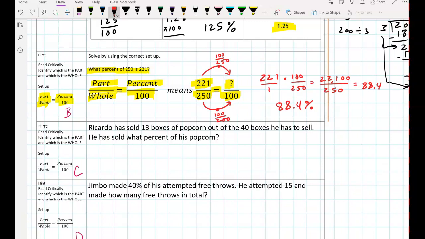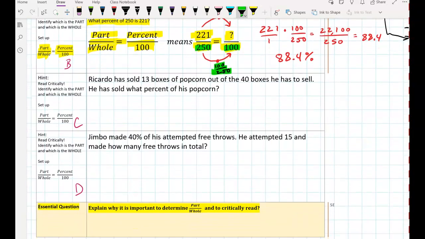Remember, when we were doing scale factor way back when, we always had to divide that number by this number to know what we were going to multiply by. Well, that's what we have here, 100 divided by 250. And we can just use that fraction. It's pretty slick. All right, let's take a look at this next one.